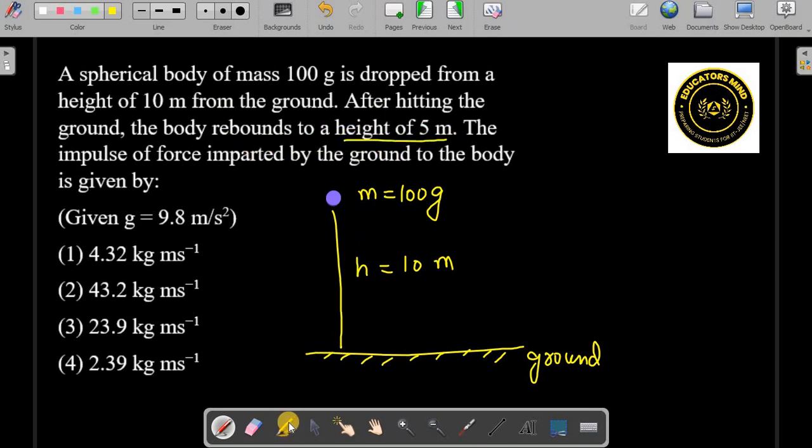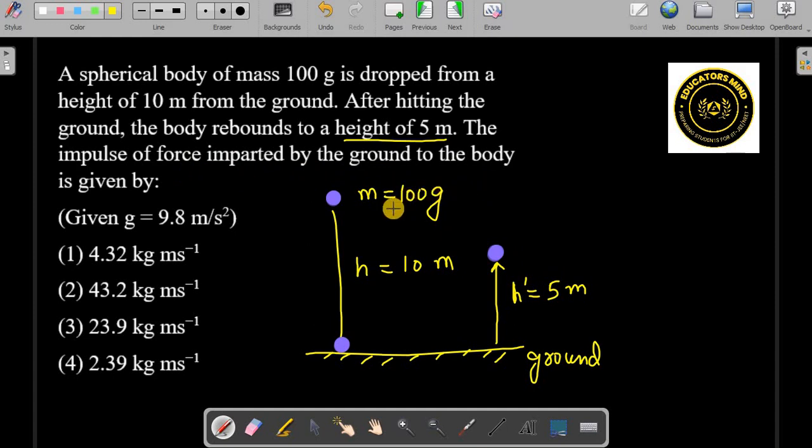So first of all, this falls from this height and it's going to hit the ground. After hitting it, it again bounces back, and this time it is going to go exactly half of the height. So after bouncing, it is going up to this height. This height now you can take as h dash. Okay, h dash is 5 meters. They have given this. The impulse force imparted by the ground to the body is given by.